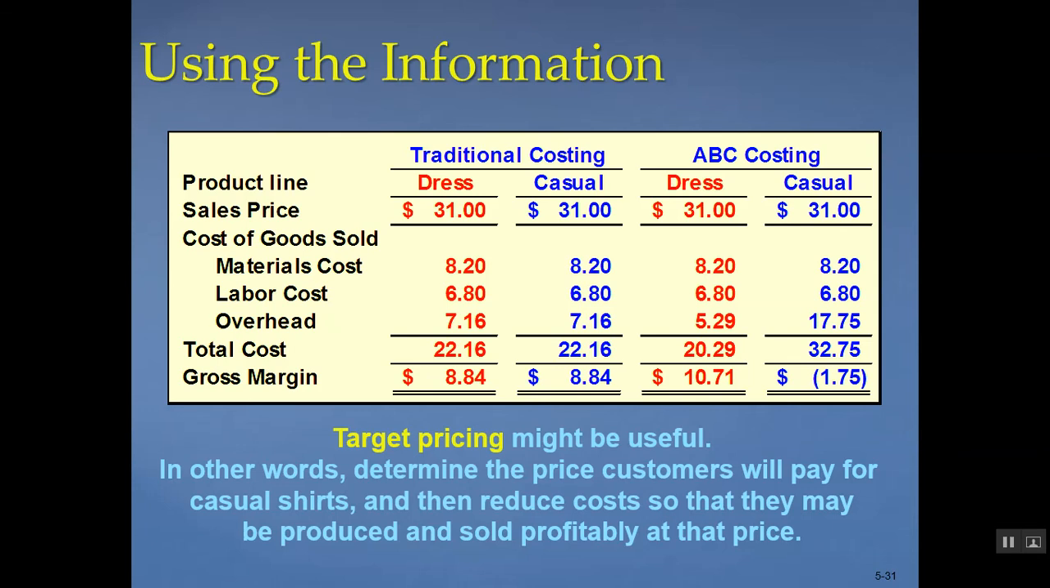So before deciding to discontinue the casual shirt line, we need to determine if there's any costs in making the shirts that could be avoided. If we can avoid any of those costs, then we would be able to reduce the costs of the casual shirt and hence increase the profitability. Typically, facility overhead costs are usually unavoidable, and we're going to talk about the concept of avoidable costs in the next chapter.